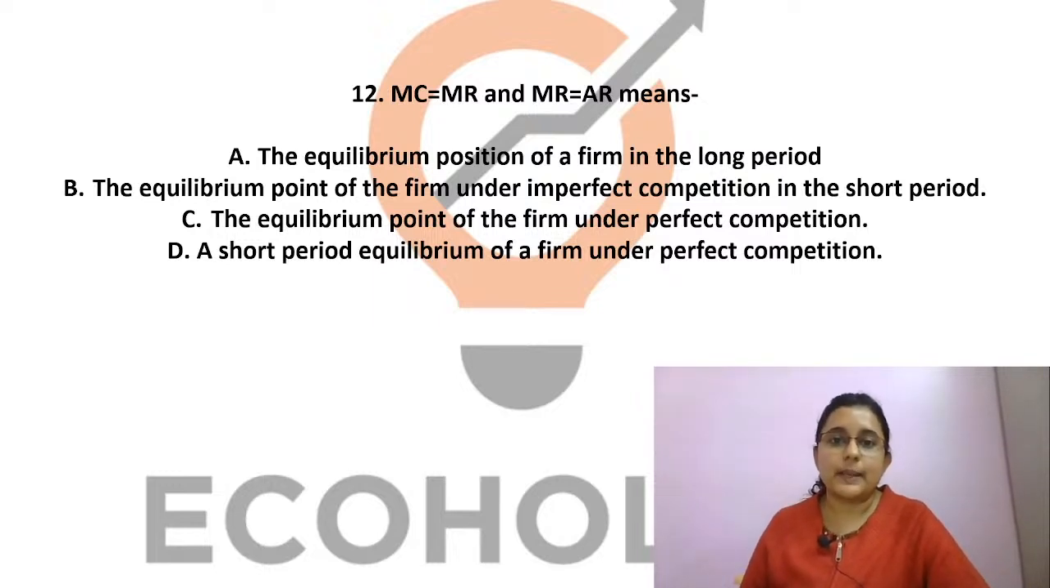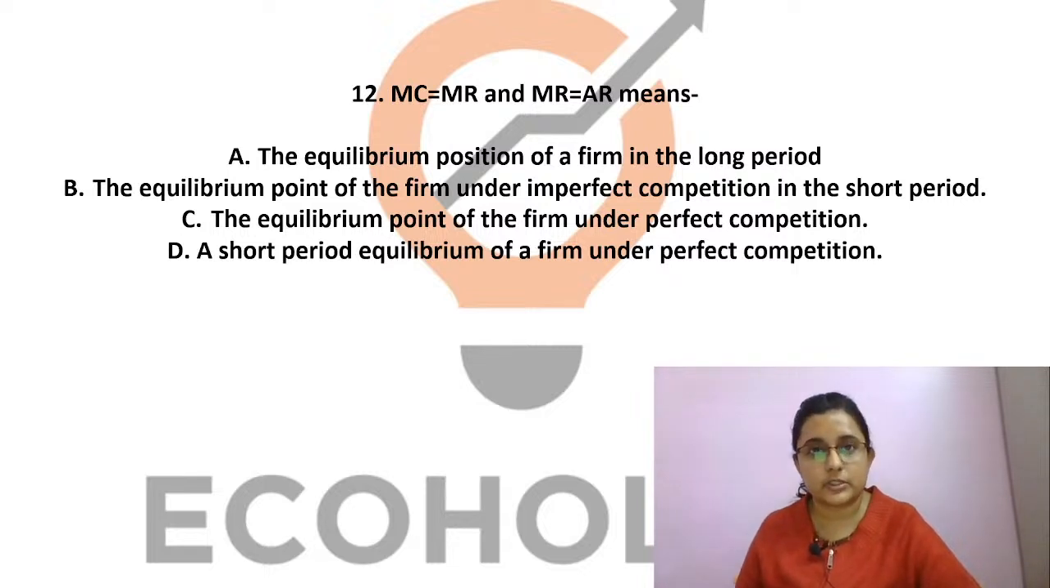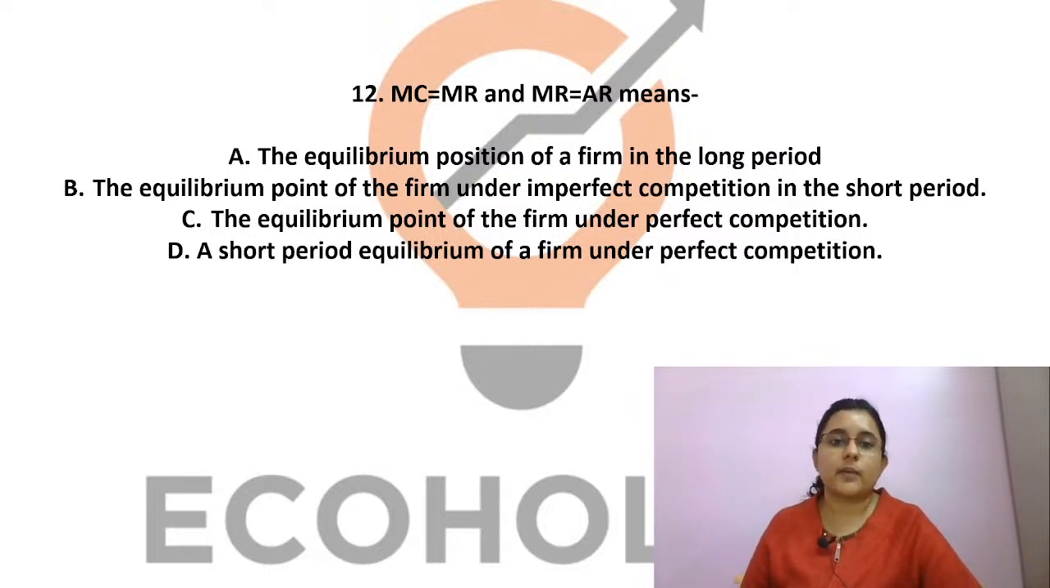MC is equal to MR and MR is equal to AR. What does it mean? Option A, the equilibrium position of a firm in the long period. Option B, the equilibrium position of the firm under imperfect competition in the short period. Option C, the equilibrium point of a firm under perfect competition. Option D, a short period equilibrium of a firm under perfect competition.